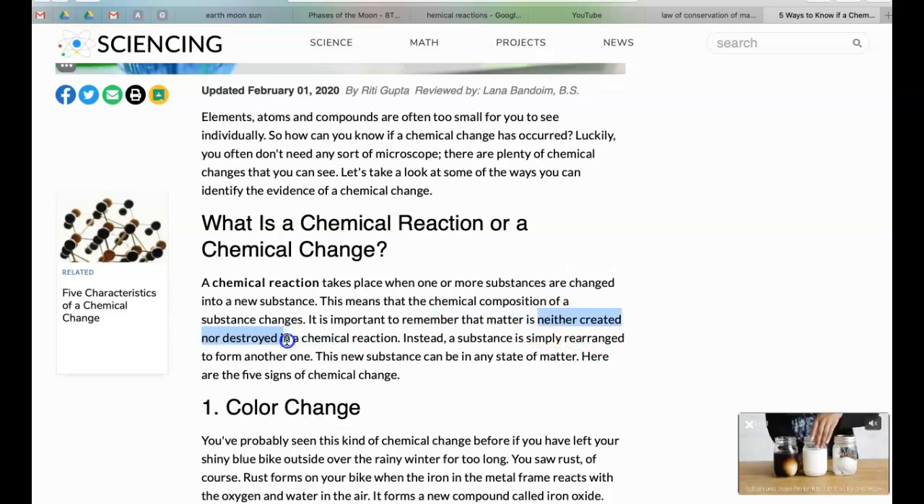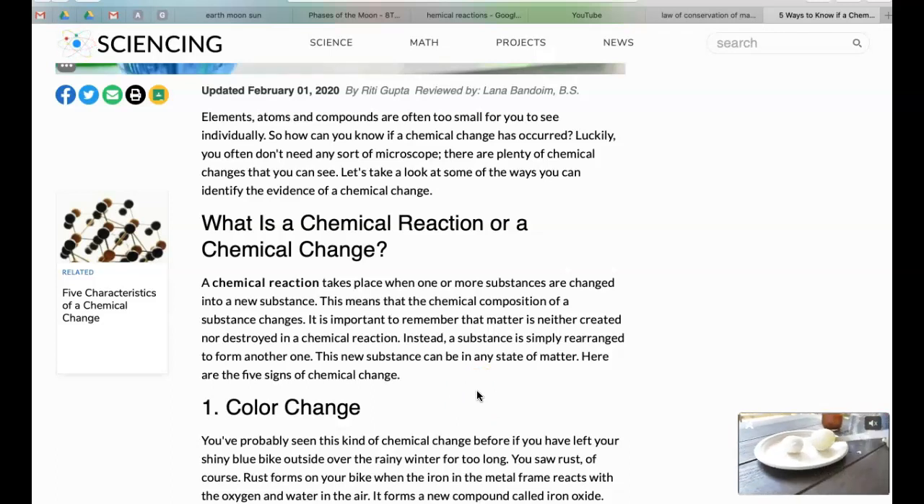Conservation of matter right here, right? In a chemical reaction, instead, a substance is simply rearranged to form another one. Remember the marshmallows? They're just rearranging. This new substance can be in any state of matter: solid, liquid, gas. Now you guys did that.